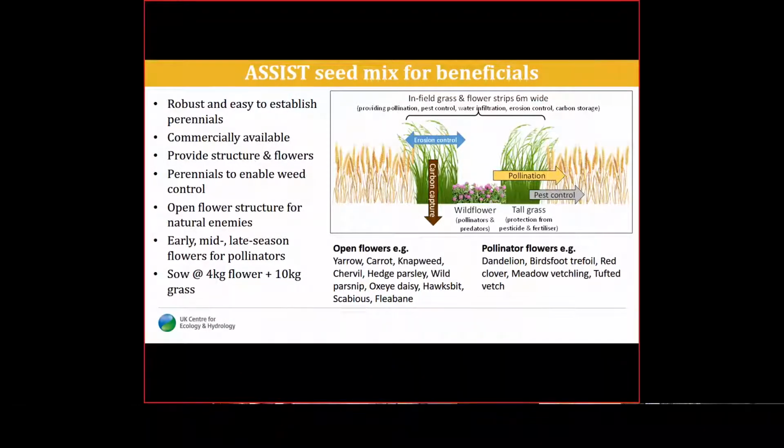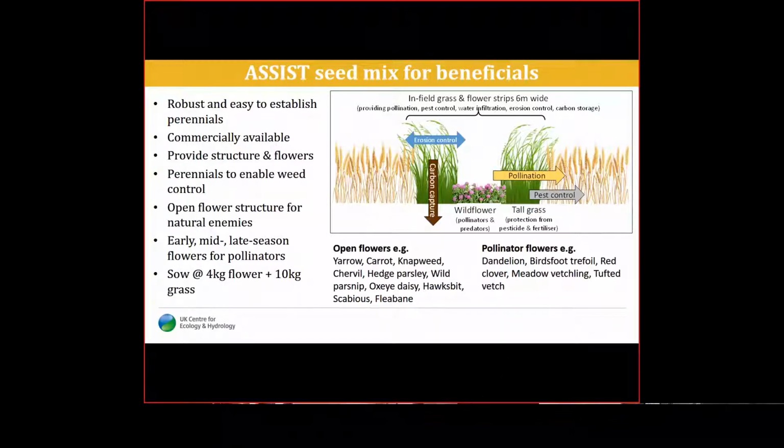Provide a structure, as I said, so you need overwintering habitats for things like carabids. You also ideally need a green fence or windbreak if you can, to stop any minor drift of pesticides, herbicides into the strip. You need open flower structures for natural enemies. Most of the aerial predators of aphids, for example, like open flowers to get nectar and pollen, sometimes for some refueling, if you like, before they go back out into the crop. So lots of open flowers.